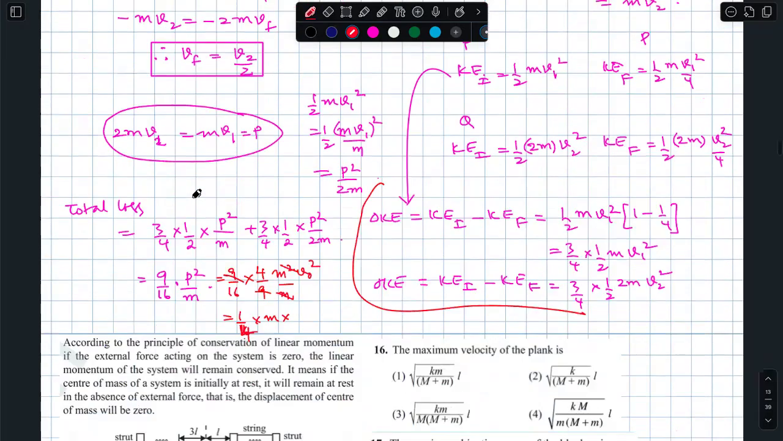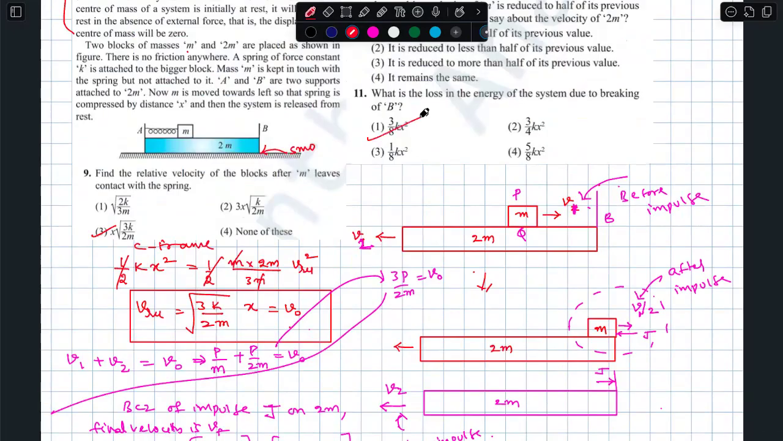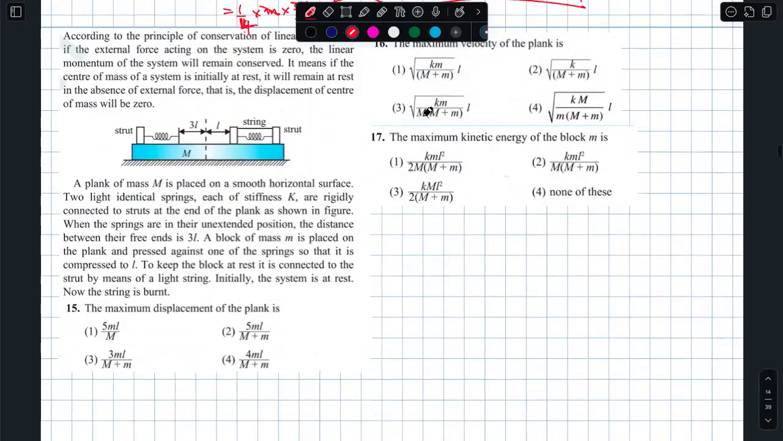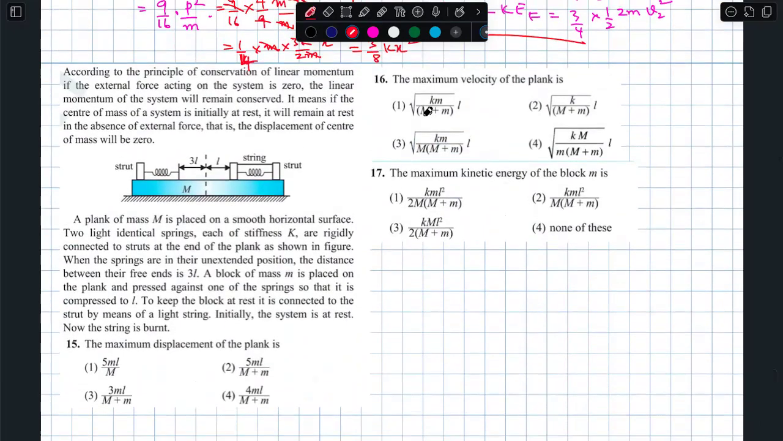So 3/2 m x square. m cancels. So finally this is 3/8 kx square. So what is it that they are offering us? 3/8 kx square. That is also there. Any doubt? Sure? Right. So I have done the major problems. Now this is also there. Remember, n number of times you will get this question. You may get this question as a multi-correct answer type, basically.